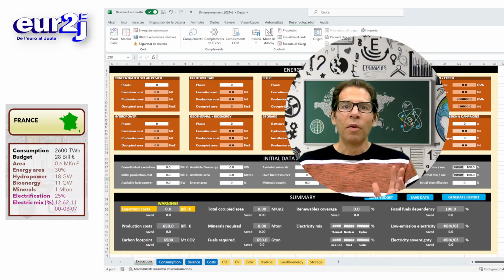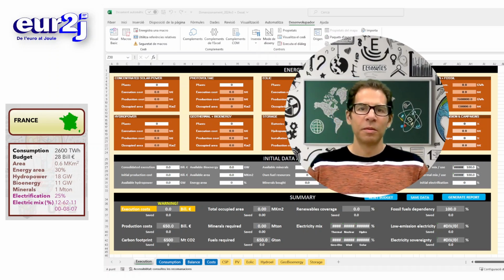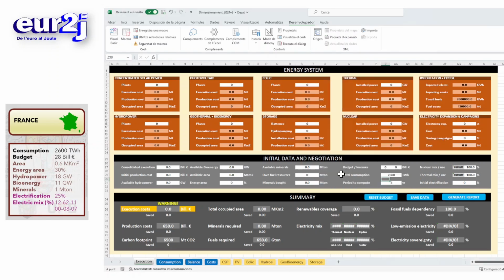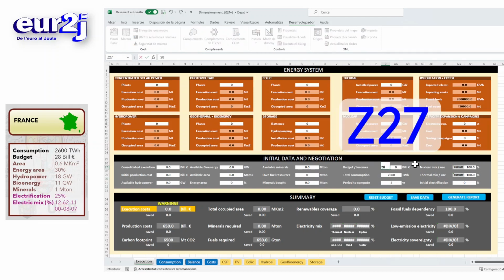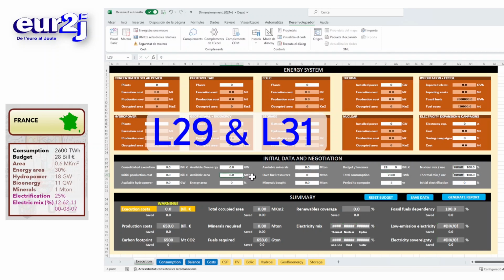By the way, remember the golden rule I gave you. You can only edit cells in white. You cannot modify anything else in the Excel book. Okay, next the budget must be introduced here, the cell Z27. The information about the land area goes here in cells L29 and L31.